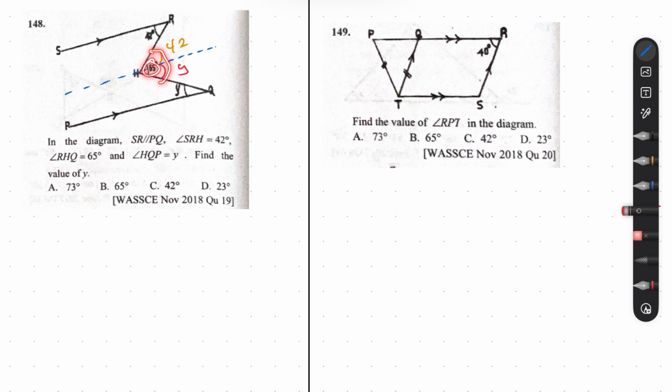Okay, cool. Now we are told that this whole angle is what? 65. That means when we add 42 and y, we should get what? 65. Okay, so we have 42 plus y, which should give us 65. So y is equal to 65 minus 42. y will give us 23, okay, which is D. All right, cool. Let's move on to question 149.